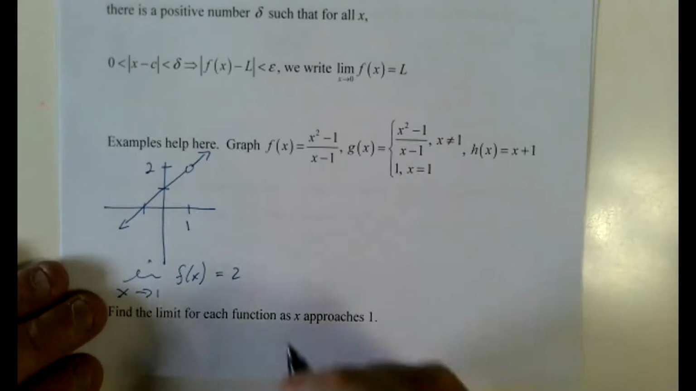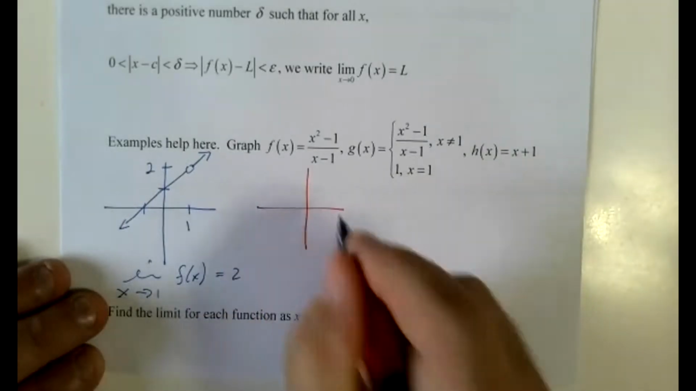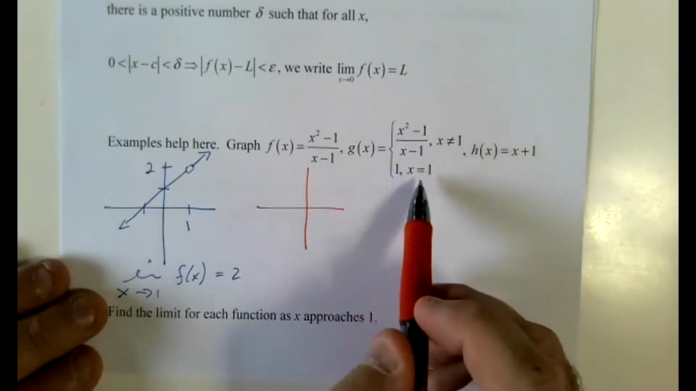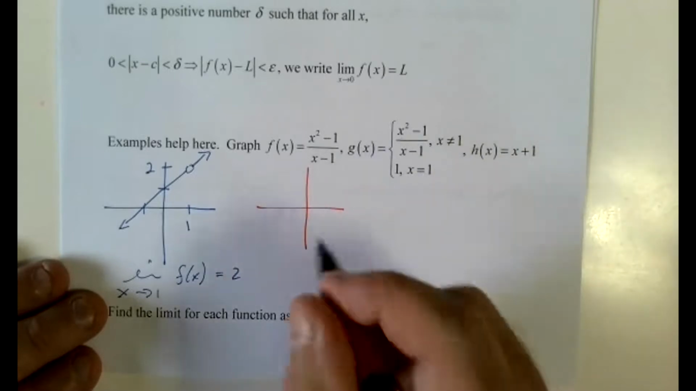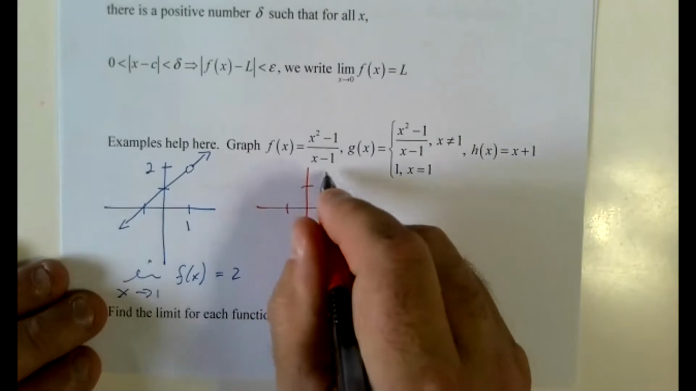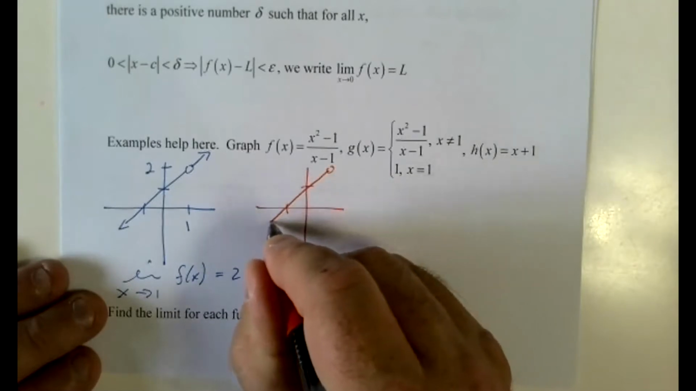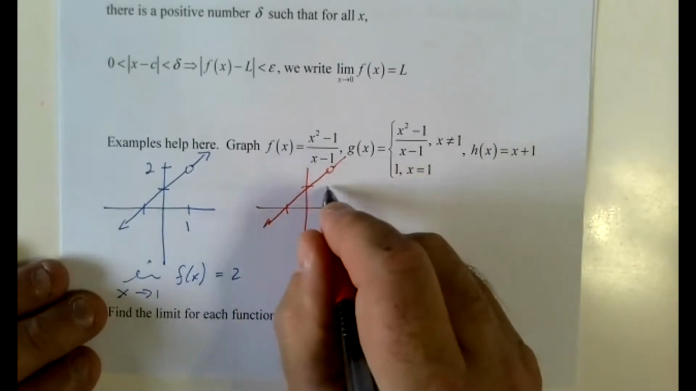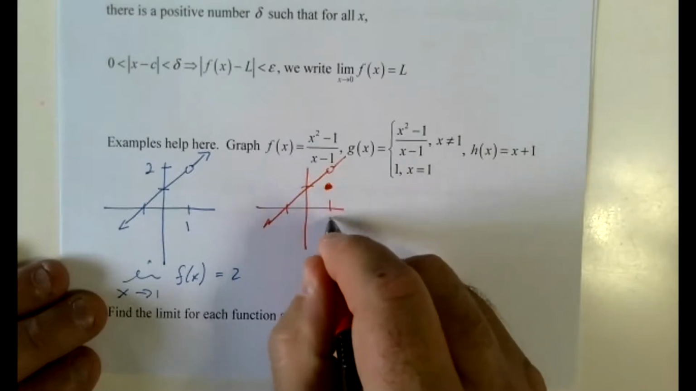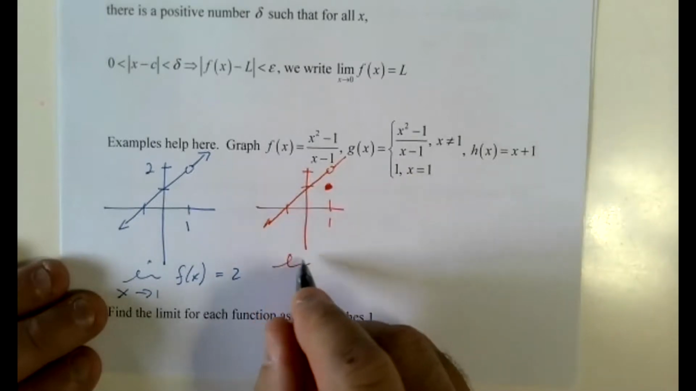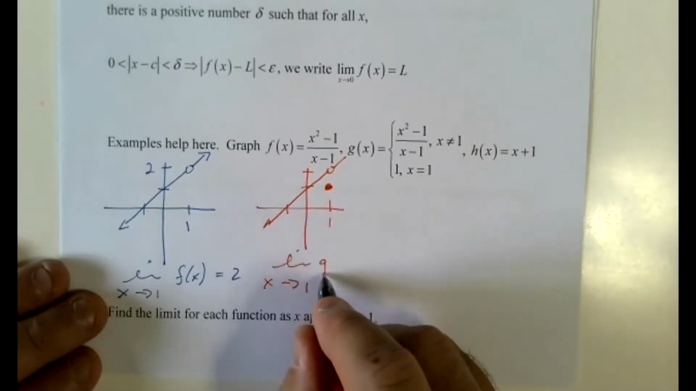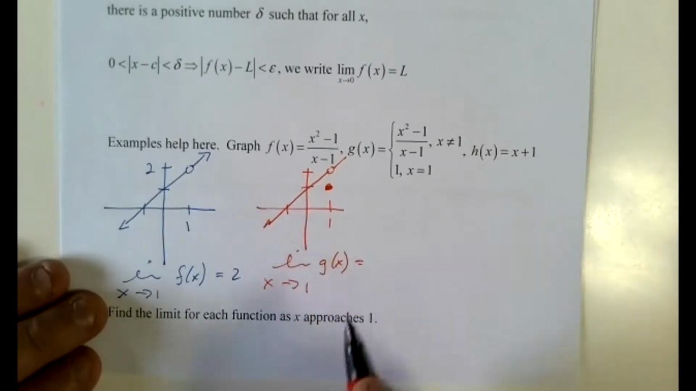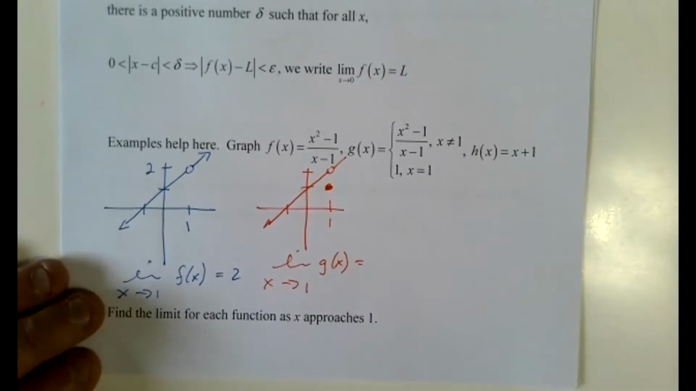Let's try g of x. And g of x fills in the hole. It's the exact same thing, except it filled it in the wrong place. It made the dot down here at 1. So you would say, oh, the limit as x approaches 1 is 1. G of x, yeah, no, that's not it. It's very, very challenging to understand this.